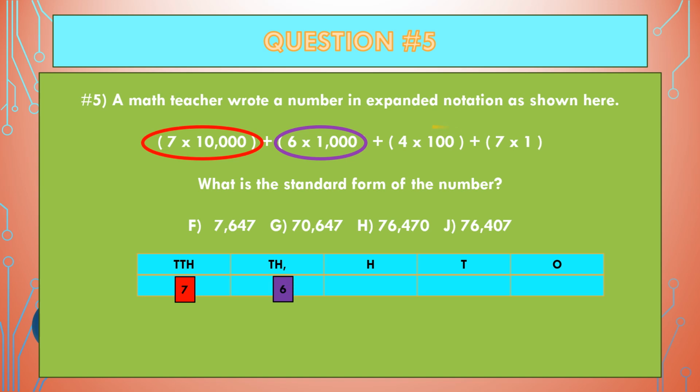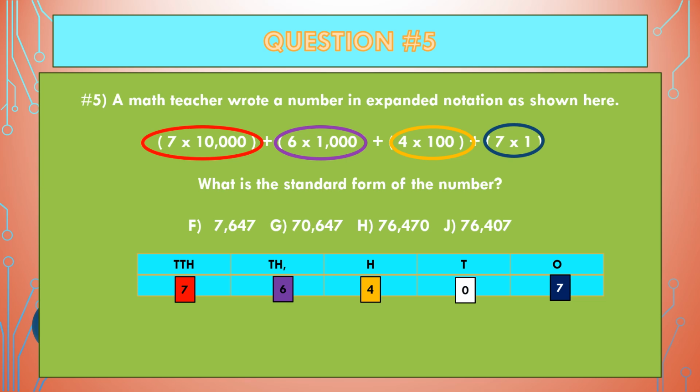Next, we look at 4 times 100. Well, since 4 is multiplied times 100, then it goes in the hundreds place. And finally, we have 7 times 1. And since 7 is multiplied times 1, that means that 7 goes in the ones place. Now, you'll notice that we don't have a number multiplied times 10, which means the number 0 is going to go in the tens place.